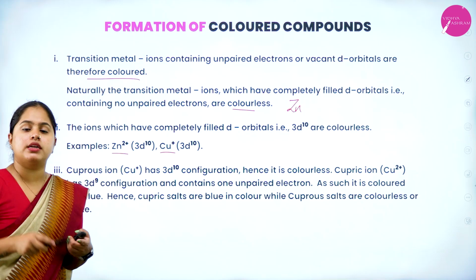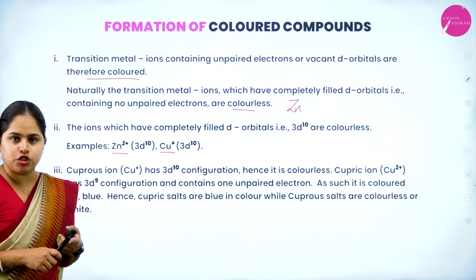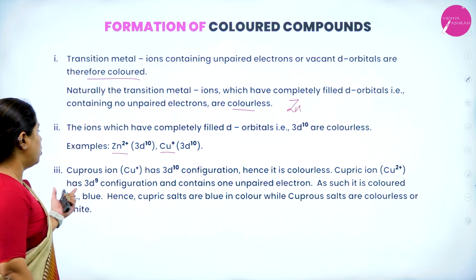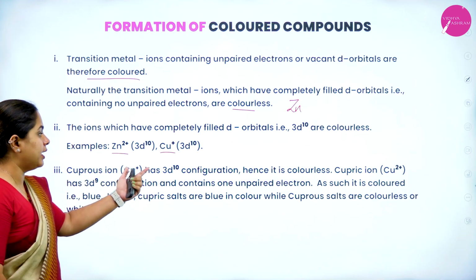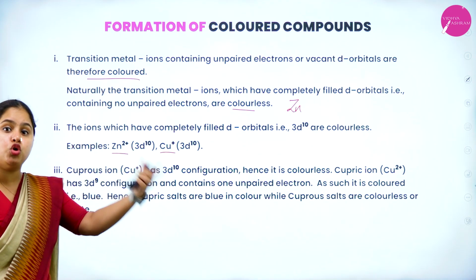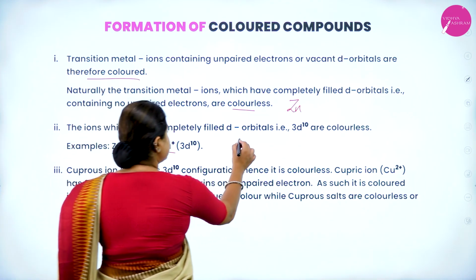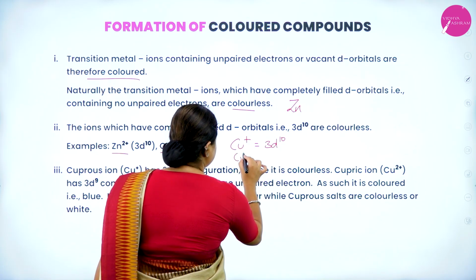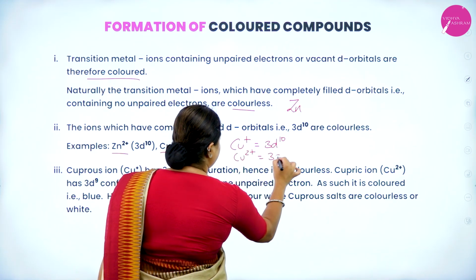So, what is the important factor? It has to be unpaired electrons should be present, and at least you should have vacant d orbitals. Now, cuprous ion, that is Cu plus, has 3d10 configuration, hence it is colorless. But cupric ion, it is Cu2 plus. So, Cu plus it is 3d10, but Cu2 plus it will be 3d9.